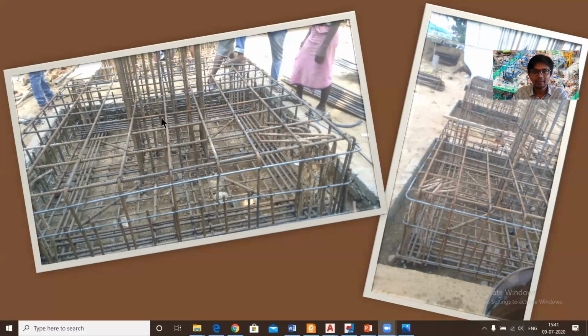So after the PCC work, this reinforcement cage will be laid out, and if you are at the site, what are the things you need to observe or check at the time of footing reinforcement binding? The first thing you need to check is the spacing between these footing reinforcements, and whether the reinforcements are provided as per your structural drawings or not. So we'll have a look at our structural drawings of the footings or this pile cap.